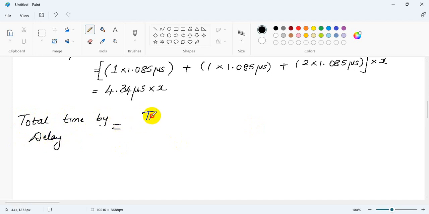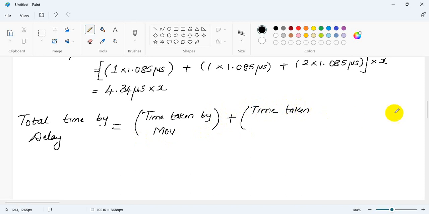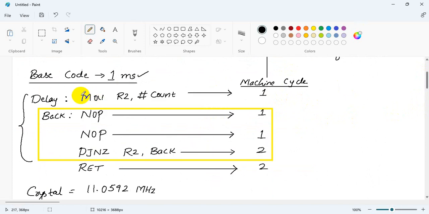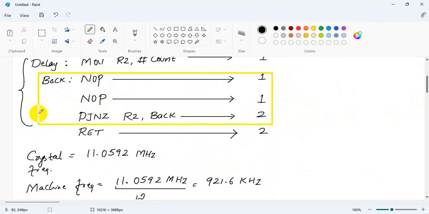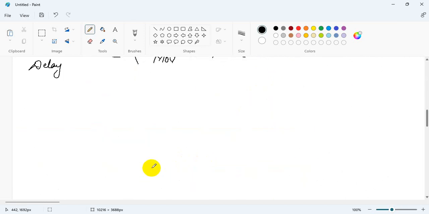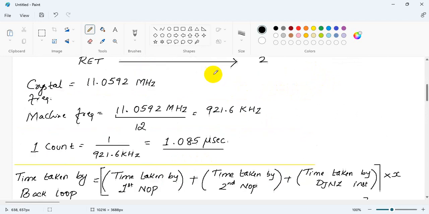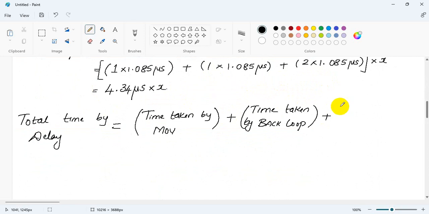That will be equal to the time taken by the move instruction, plus the time taken by the back loop, which I have already calculated, plus the last instruction, that is the time taken by the return instruction.